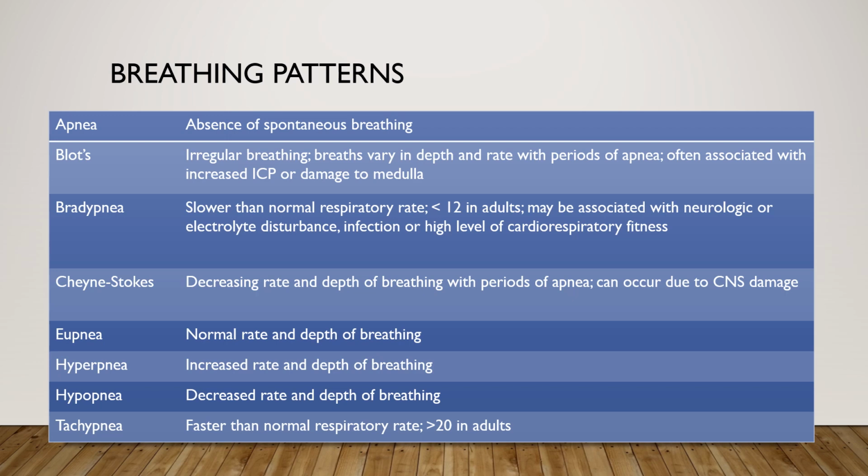Eupnea is a normal rate and depth of breathing. Hyperpnea is an increased rate and depth of breathing. Hypopnea is a decreased rate and depth of breathing. Tachypnea is faster than normal respiratory rate, which is going to be greater than 20 in adults. And so tachypnea and bradypnea are only going to reflect a change in rate. When we look at hyperpnea and hypopnea, those are going to reflect a change in rate and depth.